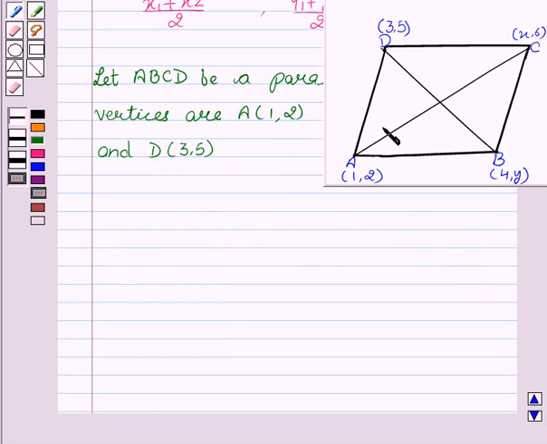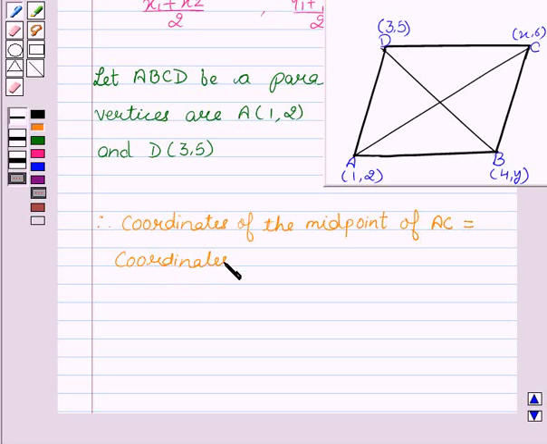Now, since we know that the diagonals of a parallelogram bisect each other, we can say that the coordinates of the midpoint of AC equal the coordinates of the midpoint of BD. So, this can be written as ((1 plus x) upon 2, (2 plus 6) upon 2).